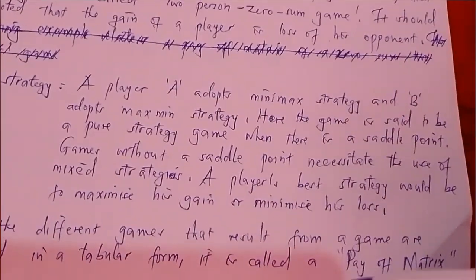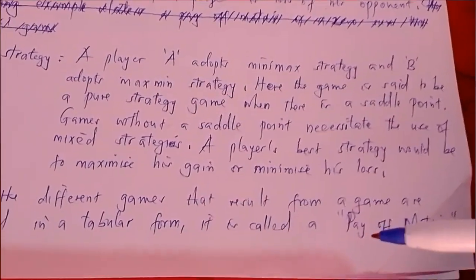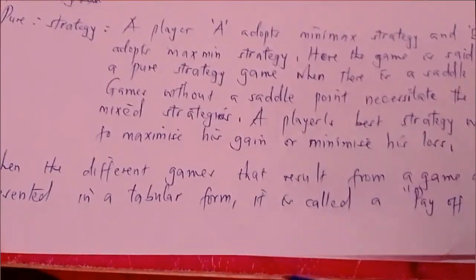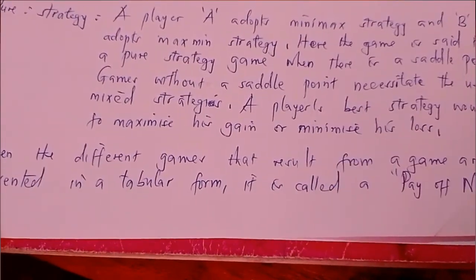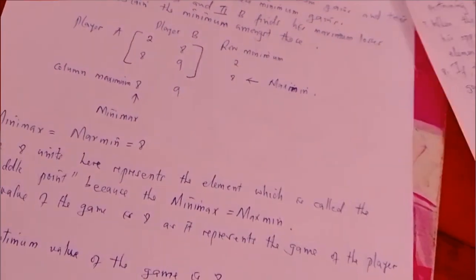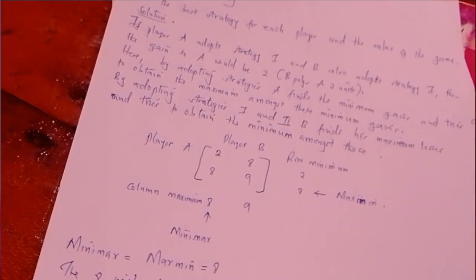A player's best strategy will be to maximize his gain or minimize his loss. And when the different outcomes that result from a game are presented in a tabular form, it's called a payoff matrix, as we shall see. So let's look at one of the illustrations that we can use when presented with a problem.